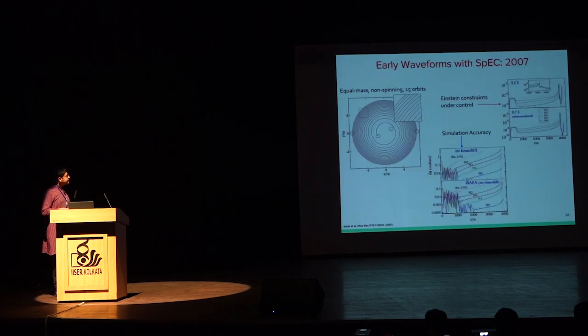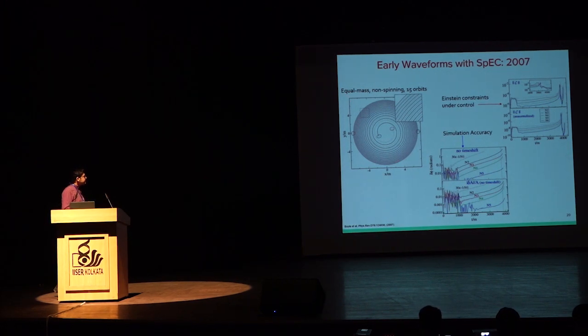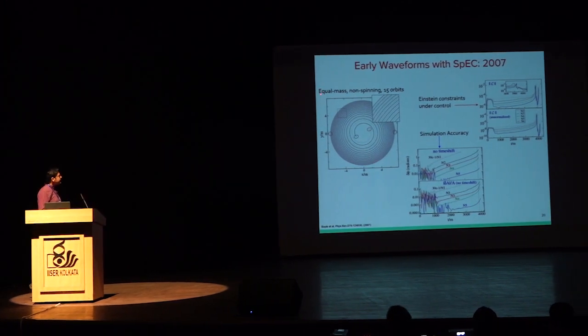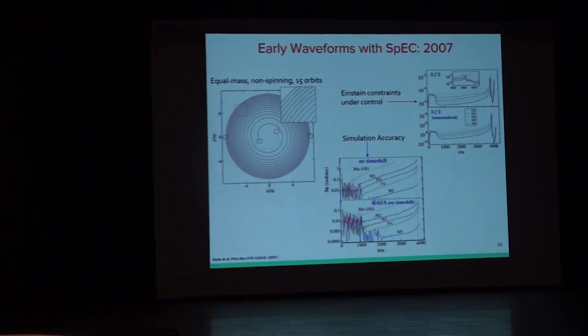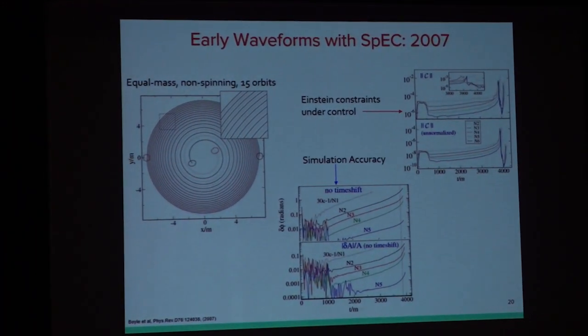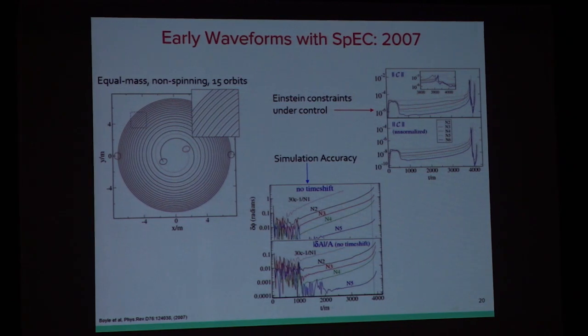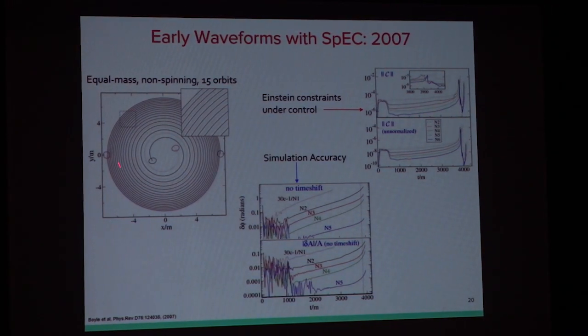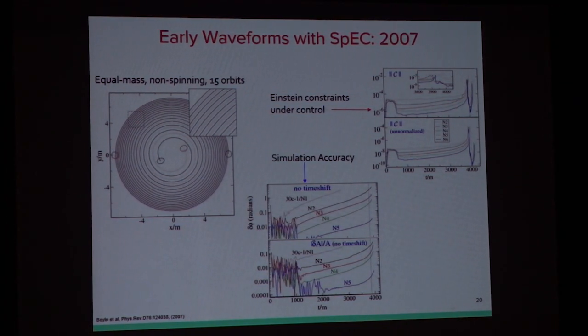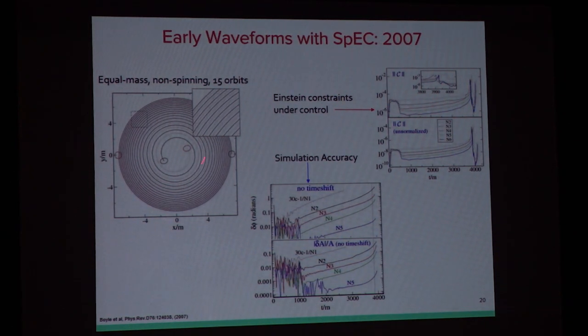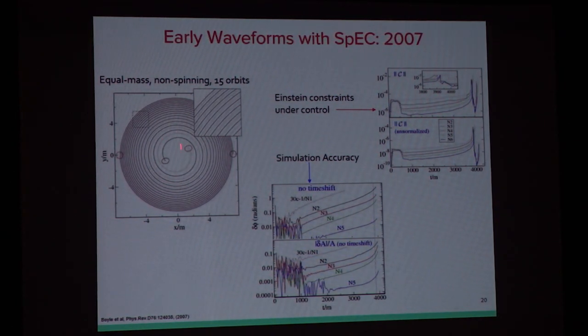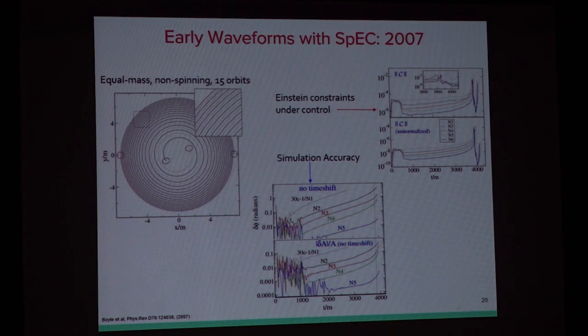So let's really quickly look at some of the results that SpEC has produced over the years. In 2007, this was the first stable simulation performed for an equal mass binary black hole inspiral and merger, where the two black holes did not have any spin of their own. And this was stable enough, thanks to spectral methods, that people were able to evolve around 15 orbits.